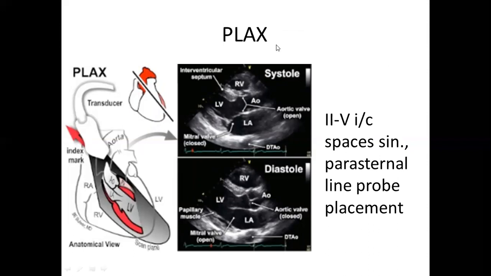Let's speak about the parasternal long axis, and in short, this is called PLAX. So this is how the ultrasonic probe is going to be placed. You can see this transducer. You can see how the beam is irradiating all the areas which are on the way. So here is the anatomical view, and here is a very basic scheme of what you may actually see.